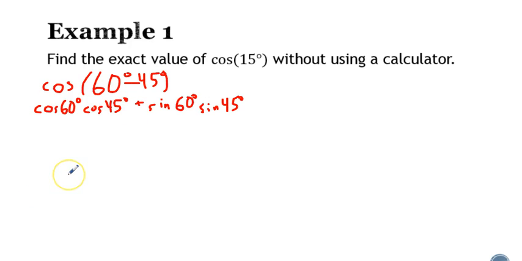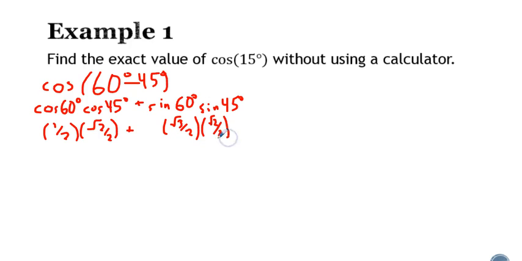So for cosine of 60 degrees, remember you're looking at the x-coordinate, so you would have 1/2. And for the x-coordinate at 45 degrees, you would have square root of 2 over 2. If you don't know these yet, just make sure you have your unit circle handy for reference. For the 60-degree angle, the y-coordinate is square root of 3 over 2. And sine of 45 is square root of 2 over 2.